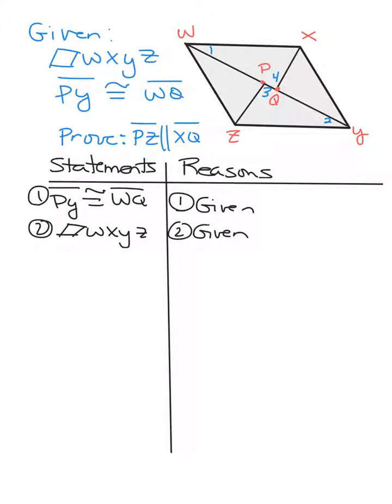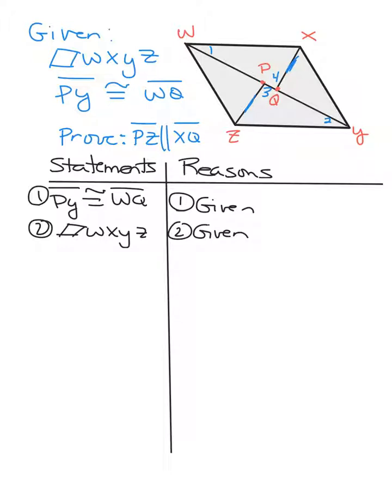Now again, I always like working backwards when working with proofs. If I'm trying to prove that PZ right here is parallel to XQ, if I can say 3 and 4 are congruent, then I can say that they're alternate interior angles, and therefore I can prove that those lines are parallel. So that's really going to be my goal.